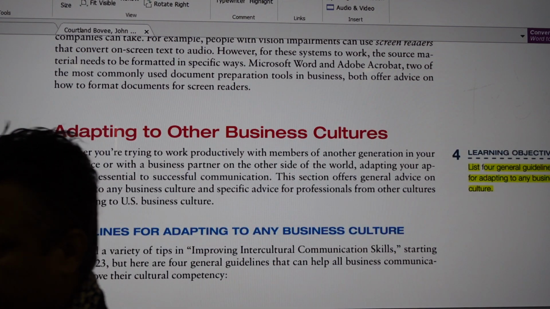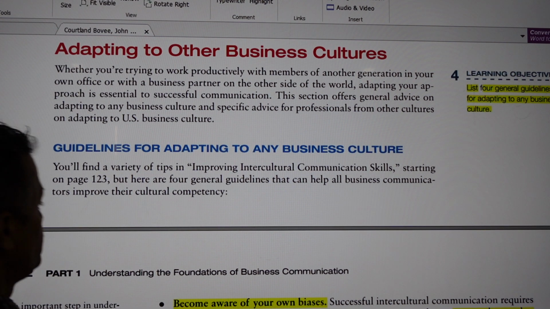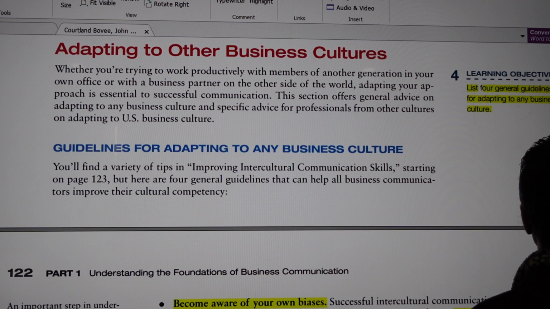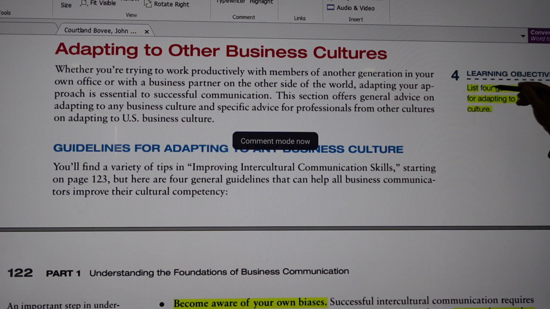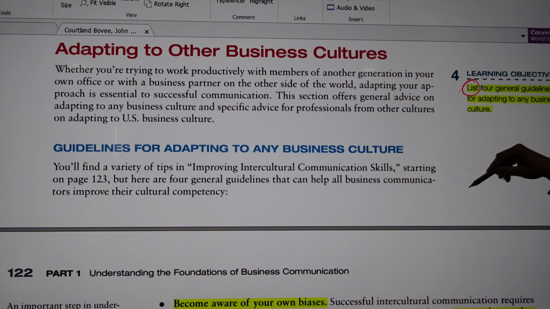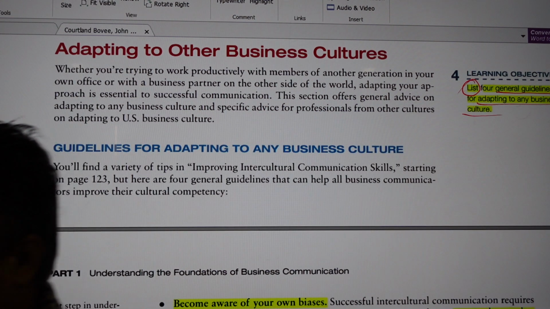Now we move to LO4. We will read a list of general guidelines to follow business culture. What is that? Okay, here is a list.